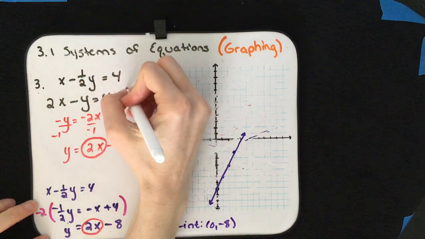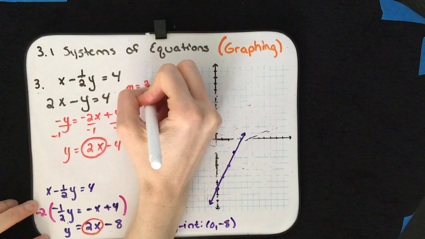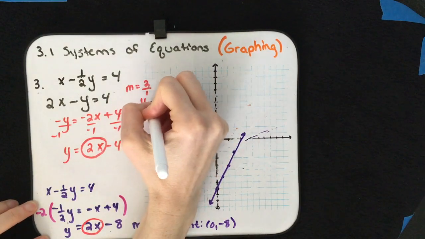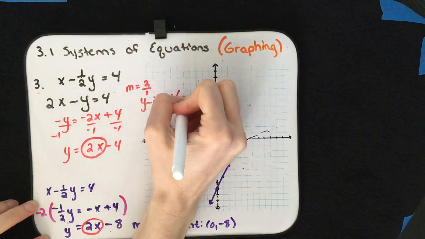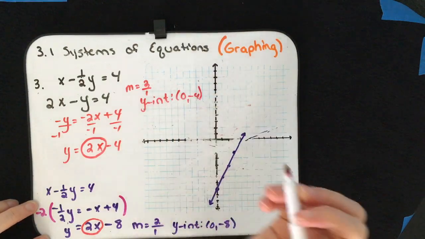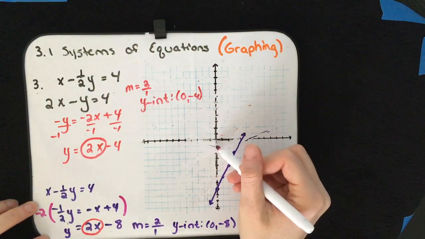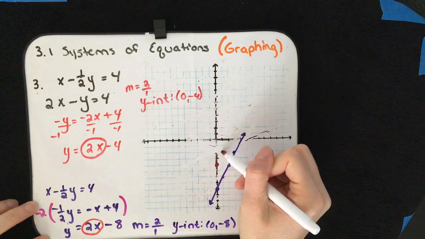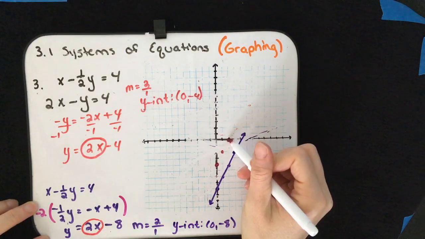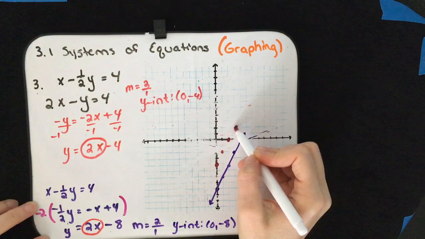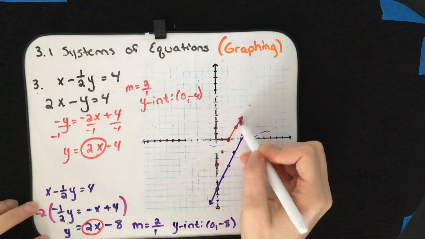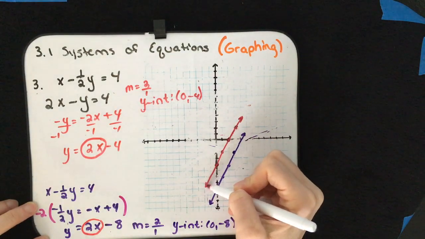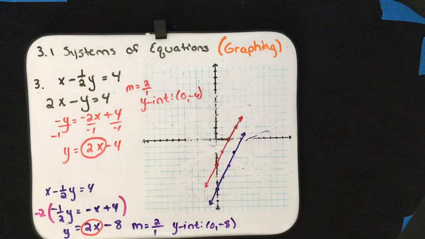So for this one, our slope is 2, or 2 over 1, and our y-intercept this time is 0, negative 4. So 0, negative 4 is 1, 2, 3, 4 right here. We go up 2 over 1, up 2 over 1. So these two lines have the same slope but different y-intercepts.